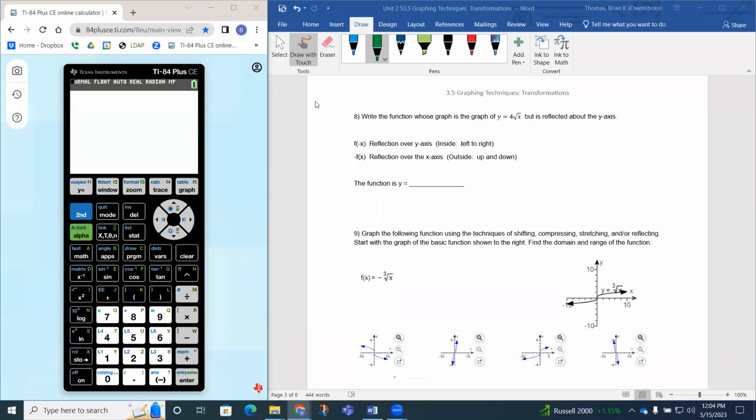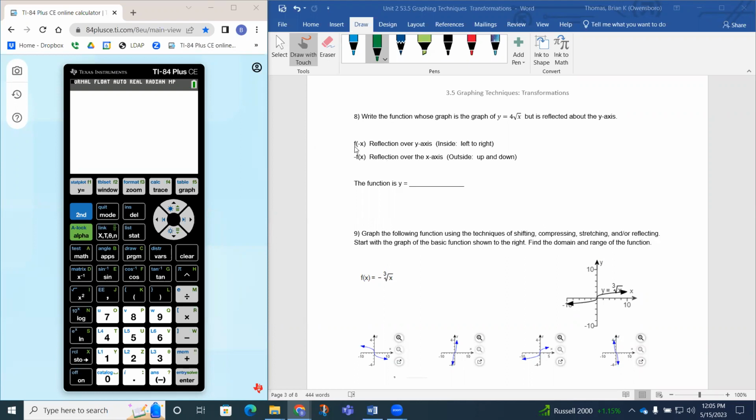So question 8 says, write the function whose graph of y equals 4 times square root of x, but it's actually reflected about the y-axis. So about the y-axis means you're moving left to right. A left to right is an inside concept.